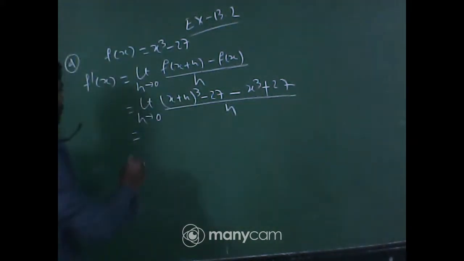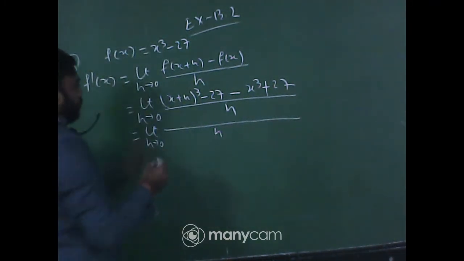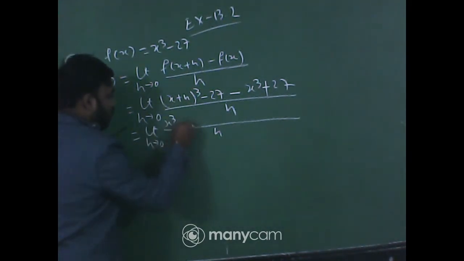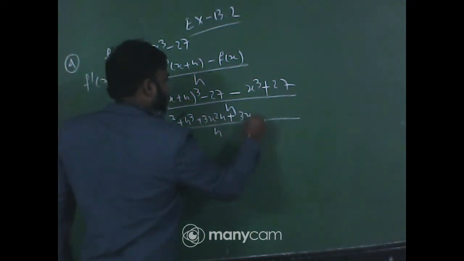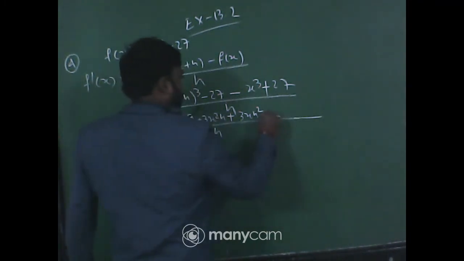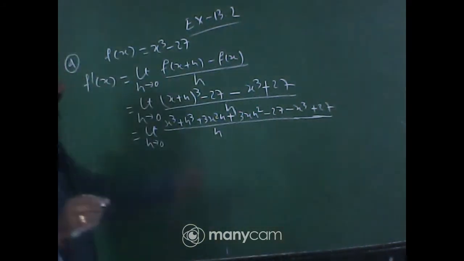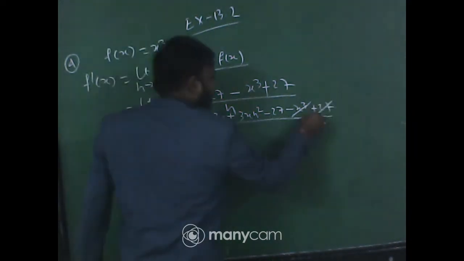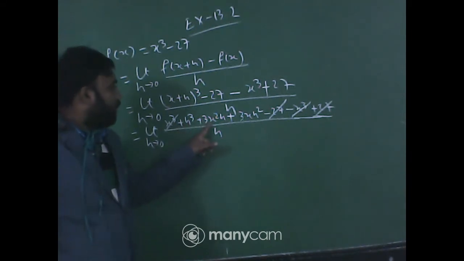Now limit h tends to 0. (a plus b) whole cube gives x cube plus h cube plus 3x square h plus 3x h square, minus 27 minus x cube plus 27. Students, just cut the similar terms. So x cube is removed, 27 is removed. The only remaining terms are h cube plus 3x square h plus 3x h square.